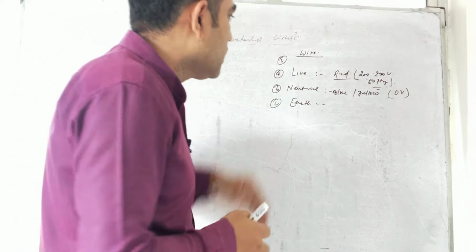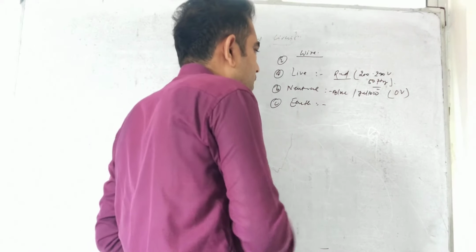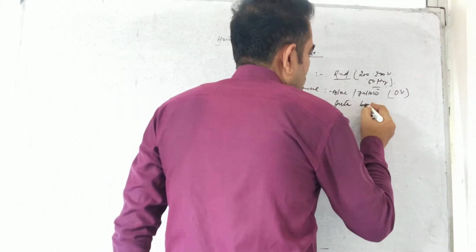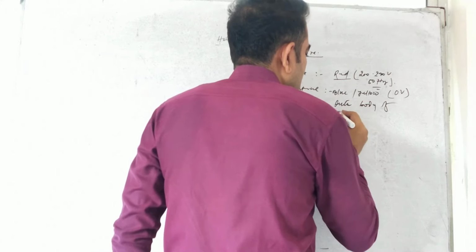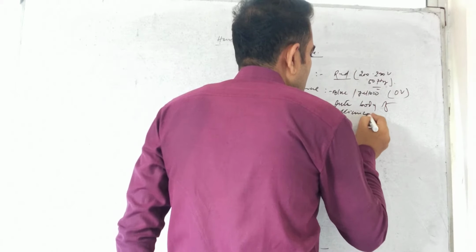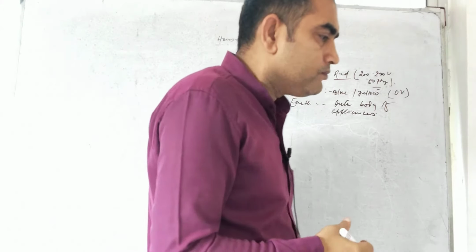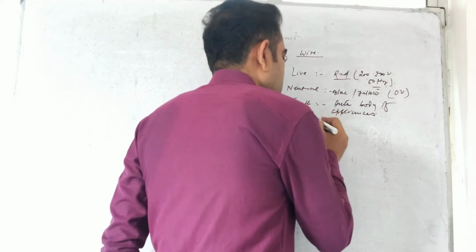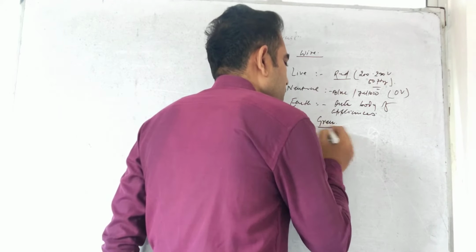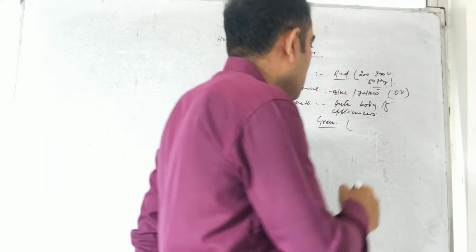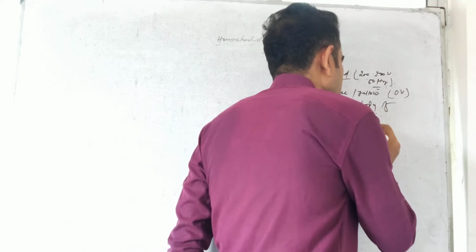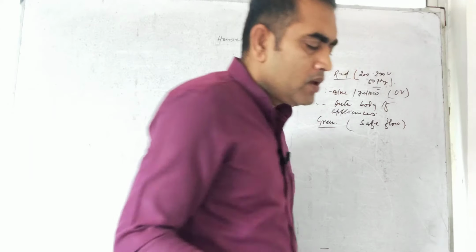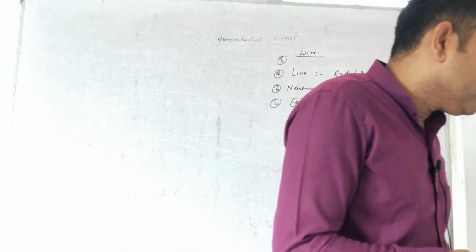And the earth wire always remains connected to the outer body of the appliances, and it has been provided the color green. It provides a safe passage, so the safe flow of the current is regulated due to the earth wire.